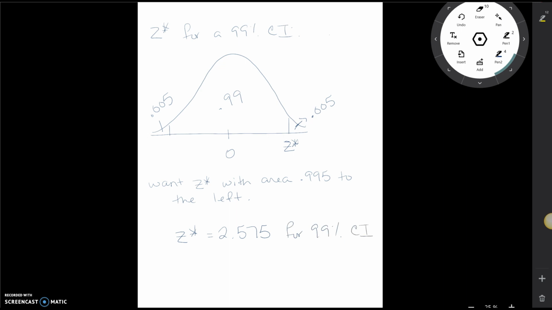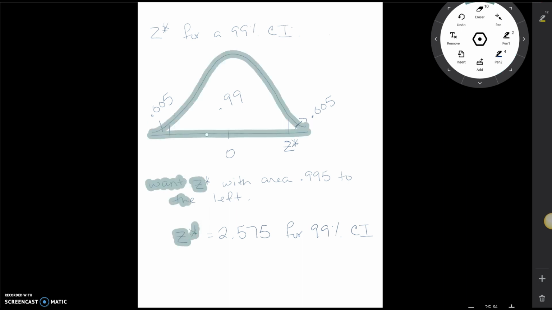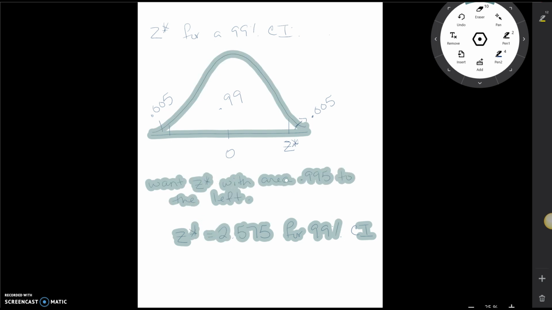Again, if you go back and look at those common values for z star, you're going to see that that's one of those common values. So let's do one more. Let me erase everything we've got here. What if I wanted to find z star for an 80% confidence interval? So we want z star for an 80% confidence interval.